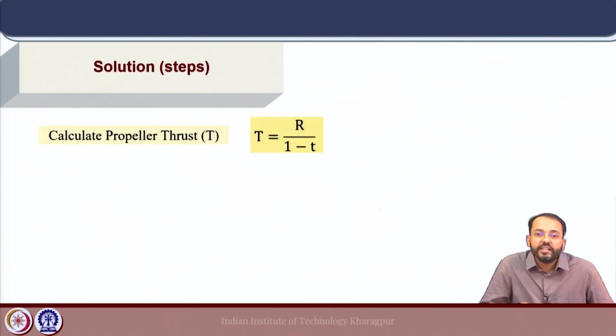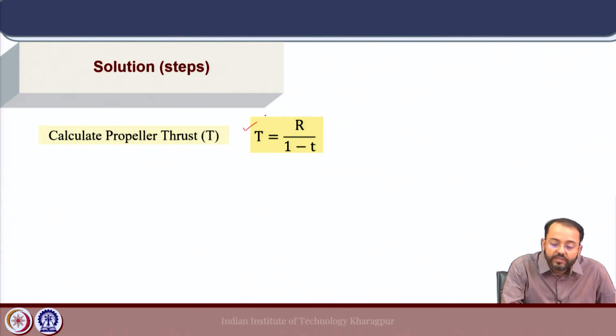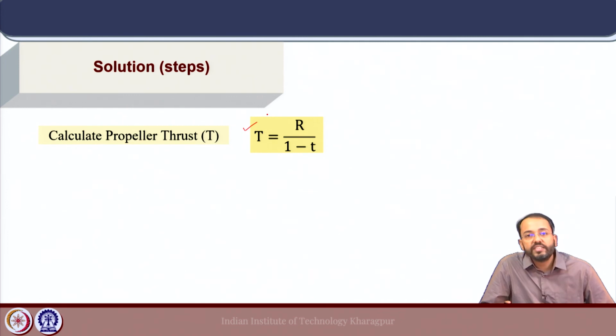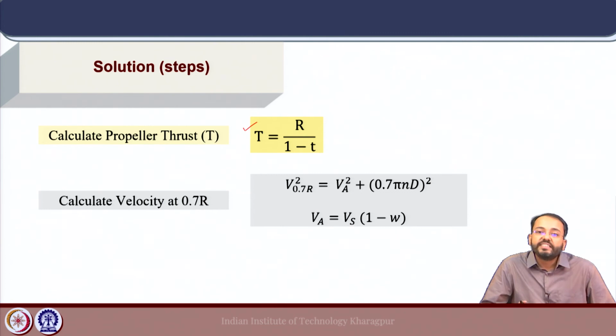If we look at the solution, the first step will be to calculate the propeller thrust. We have the resistance of the ship given and the thrust deduction. So, we can calculate the thrust using this expression. Okay. The next step is to calculate the velocity, which is the reference velocity at 0.7 r. We have the speed of the ship given and the wake fraction. We can use them to calculate the velocity of advance of the propeller blade.